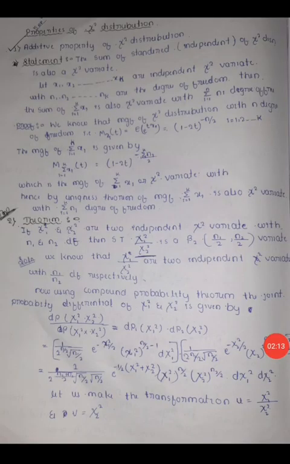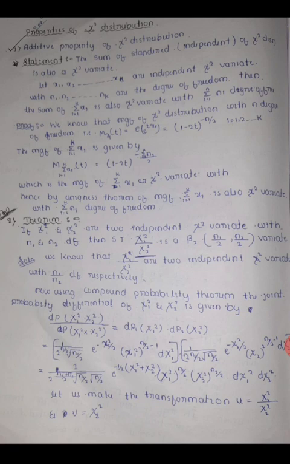Similarly, the second property: if chi1 square and chi2 square are two independent chi-square variates with n1 and n2 degrees of freedom, then show that chi1 square upon chi2 square is a beta 2 of n1 by 2, n2 by 2 variate. The proof of the given theorem: we know that chi1 square and chi2 square are two independent chi-square variates with n1 and n2 degrees of freedom respectively.